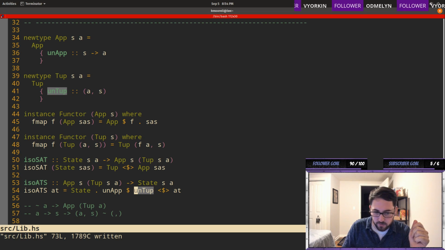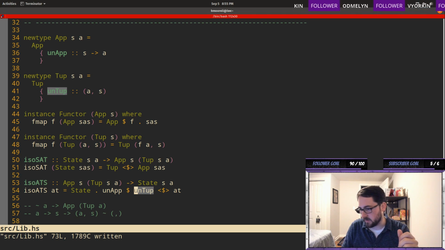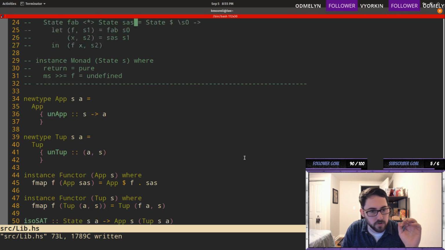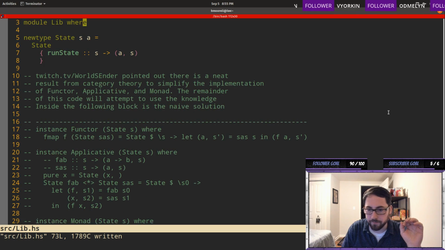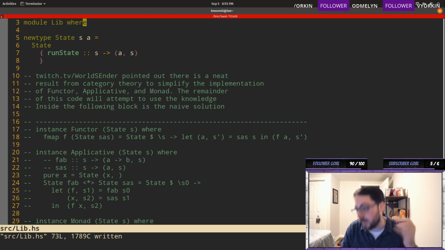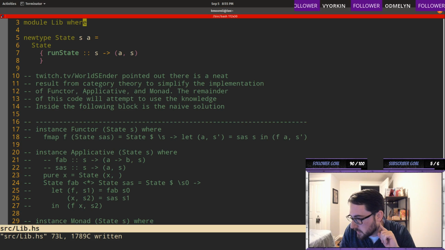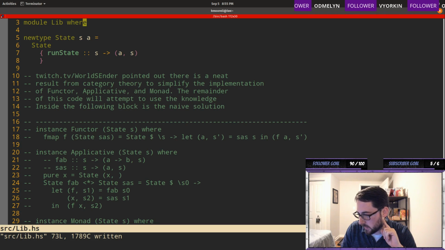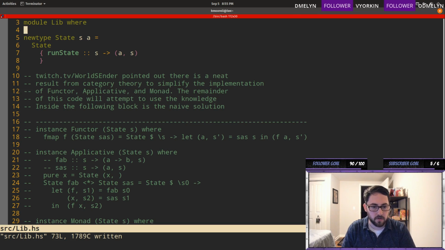If it's unclear what we're doing, don't worry, because it's a little unclear to me. But we're essentially using some category theory from World's Ender. I don't personally know category theory. I forgot the name. You gave a name. I'll find it. Adjoint functor pair. Okay, so that comes from category theory.